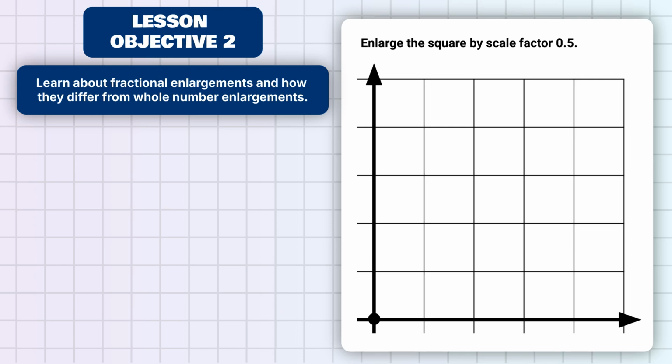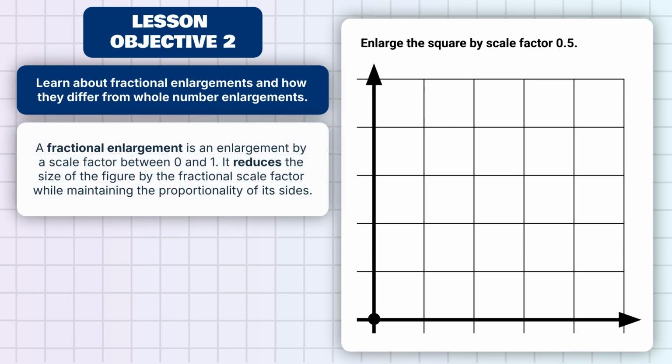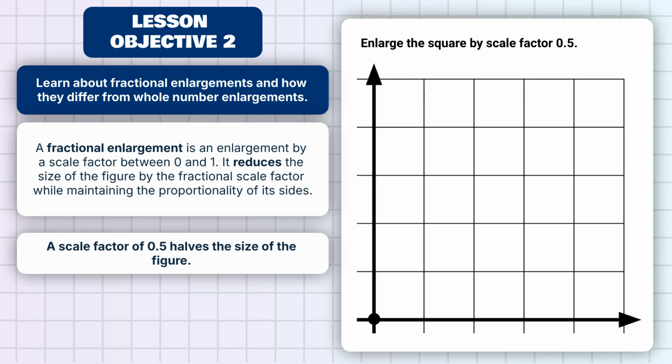Let's now move on to fractional enlargements. A fractional enlargement is an enlargement by a scale factor between 0 and 1. It reduces the size of the figure by the fractional scale factor while maintaining the proportionality of its sides. For example, a scale factor of 0.5 halves the size of the figure.